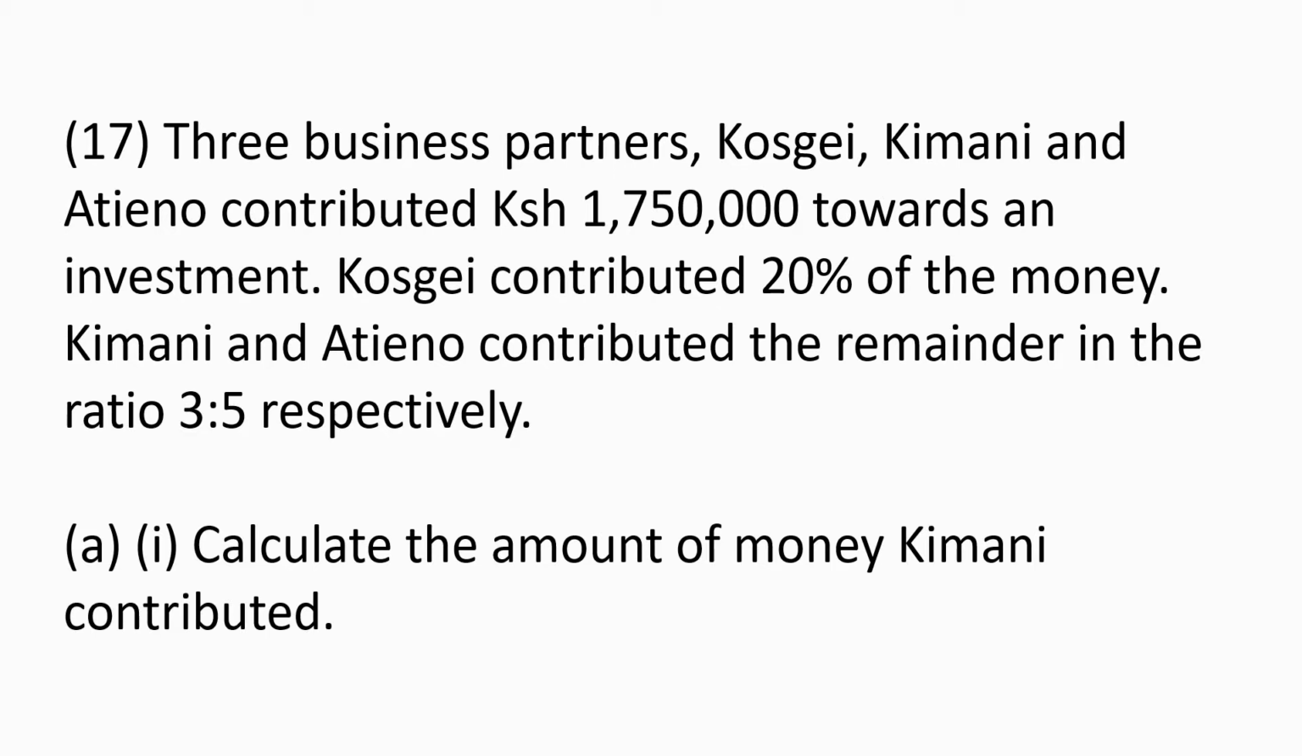Question 18. Three business partners, Kosgei, Kimani, and Atieno, contributed 1,750,000 towards an investment. Kosgei contributed 20% of the money. Kimani and Atieno contributed the remainder in the ratio 3 to 5 respectively. Part A1, calculate the amount of money Kimani contributed.